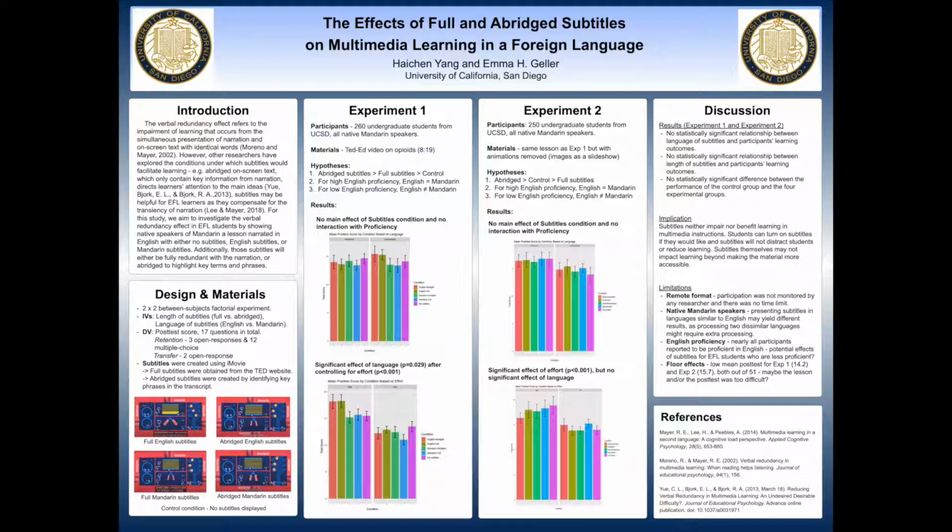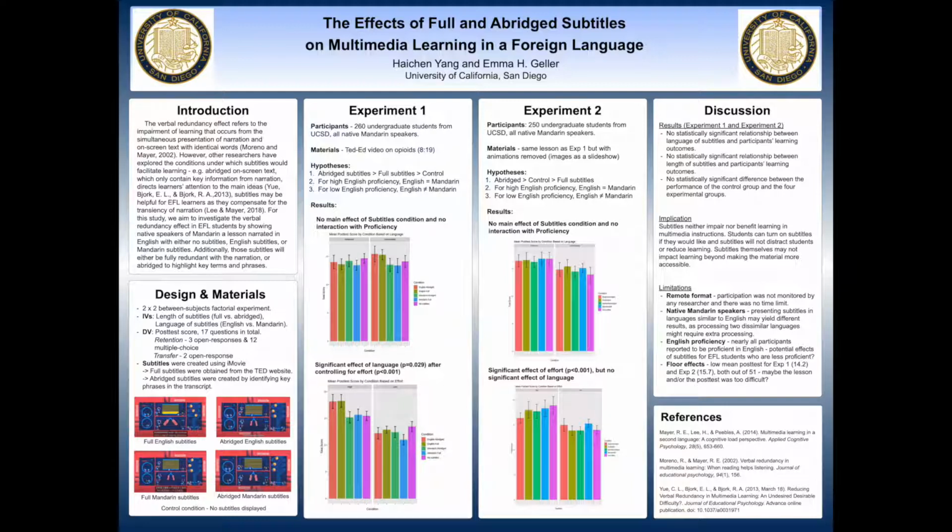We showed native speakers of Mandarin a lesson narrated in English with either no subtitles, English subtitles, or Mandarin subtitles. Additionally, those subtitles will either be fully redundant with the narration or abridged to highlight only key information. To measure learning outcomes, we asked participants to take a post-test after the lesson, which consists of 17 questions in total. For experiment 1, the lesson we used was an 8-minute, 19 seconds TED-Ed video on opioids.